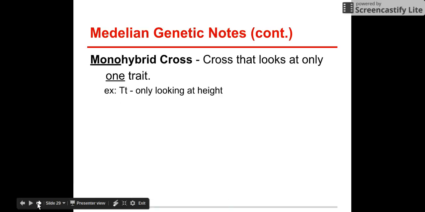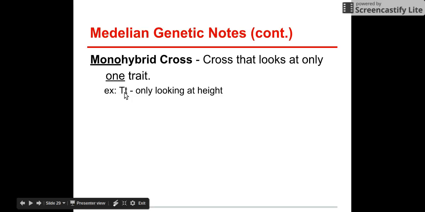The Punnett squares that I'm going to teach you how to do, most of them are called monohybrid crosses. Think about the prefix mono. What does the prefix mono mean? It means one. We're looking at only one trait and only 2, possibly 3 forms of that one trait. Monohybrid cross is going to be your Punnett square that just has the 4 boxes.